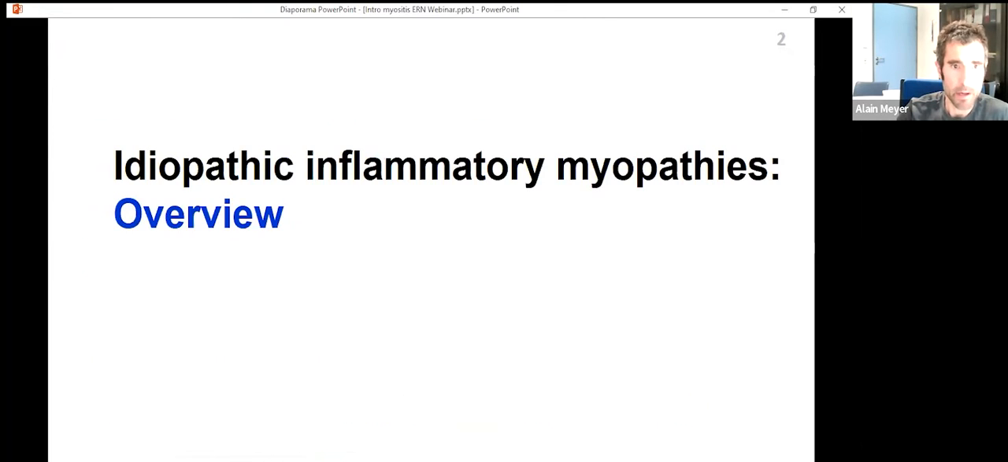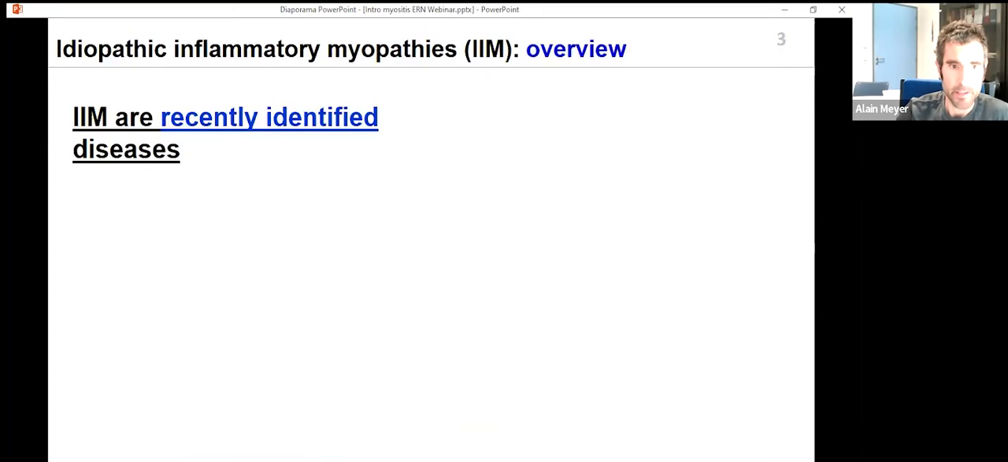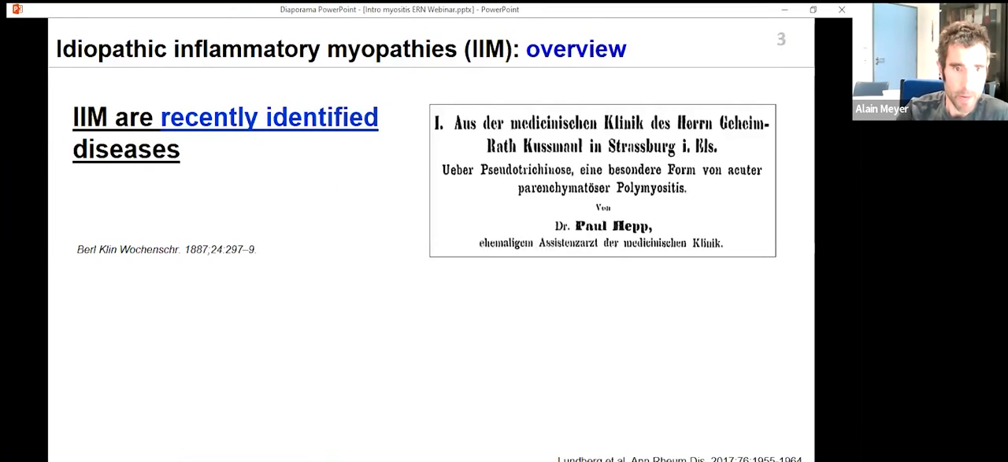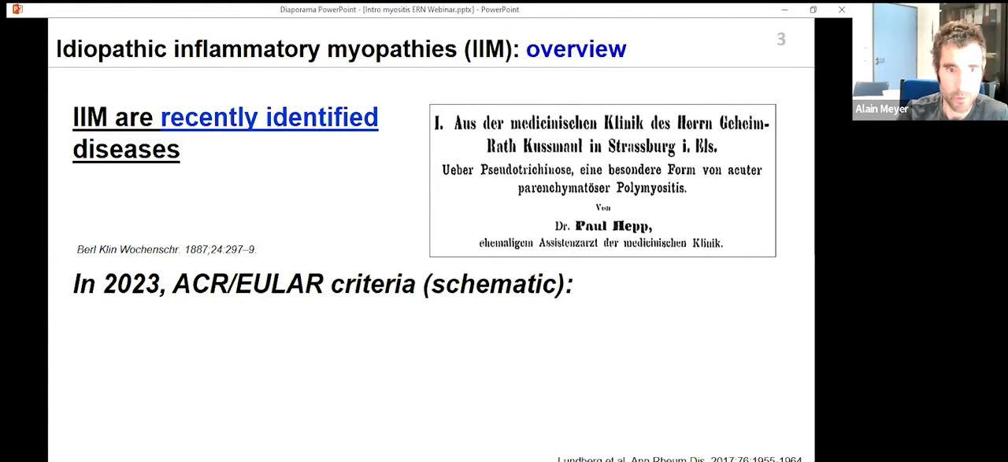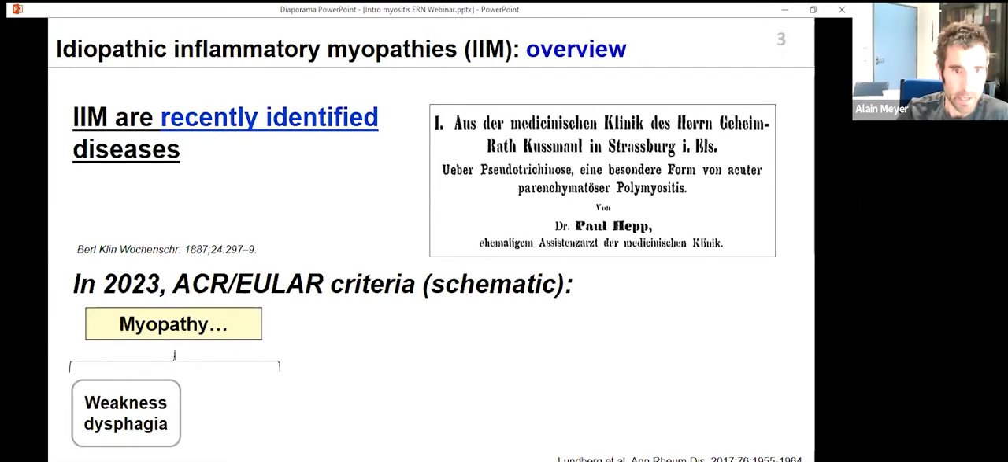So what are inflammatory myopathies? These are recently identified diseases. The term polymyositis first appeared at the end of the 19th century. And today, in 2023, according to the ACR criteria, schematically, inflammatory myopathies are defined by a myopathy, that is weakness, dysphagia, increased CK level, and evidence that this myopathy is autoimmune.